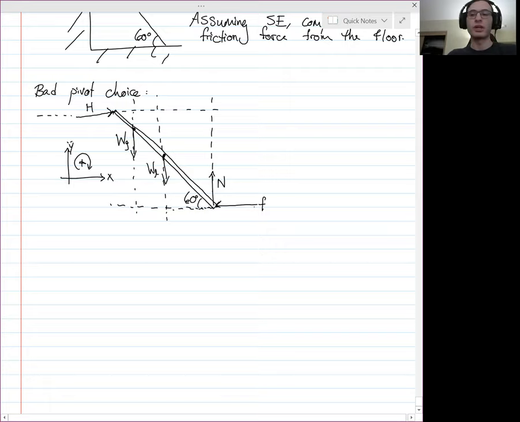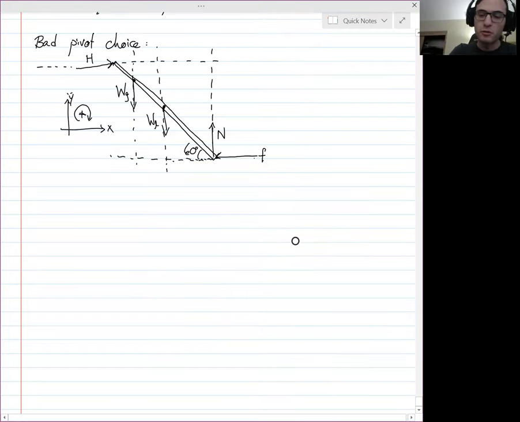Now we have to choose a pivot point. Here's where you make a bad choice. I'm going to choose what might be seen as the obvious pivot point. I'm going to choose our pivot point here. Maybe that's an obvious pivot point, but that's the choice I'm going to make.